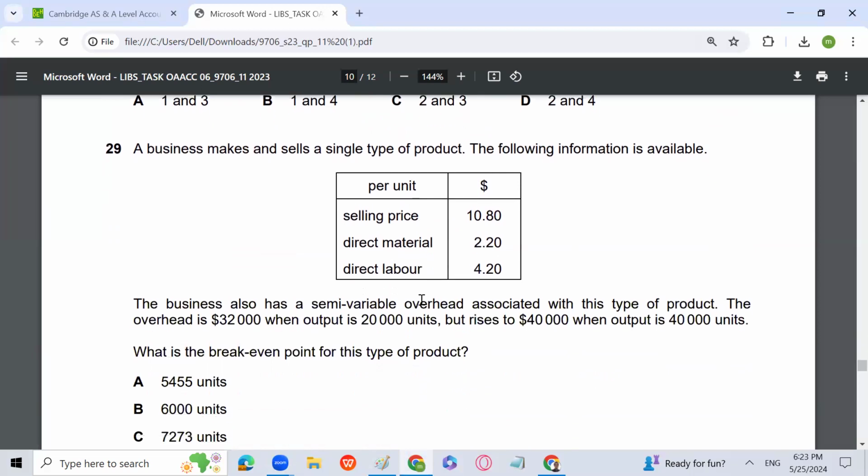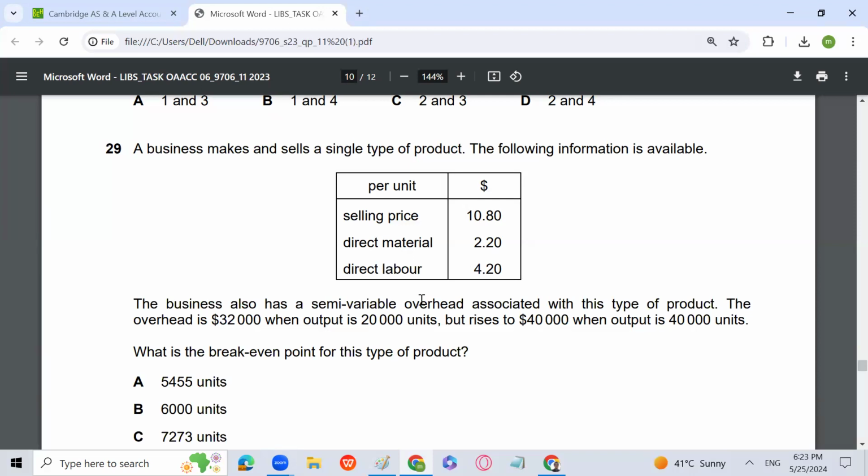A business makes and sells a single type of product. The following information is available: selling price, direct material, direct labor. The business also has a semi-variable overhead associated with this type of product. The overhead is 32,000 when output is 20,000, but rises to 40,000 when output is 40,000. So what is the break-even point for this type of product?